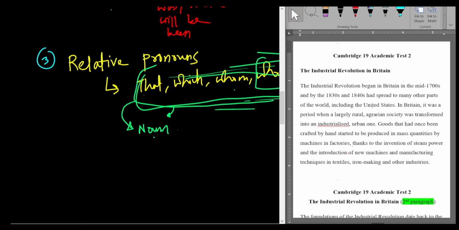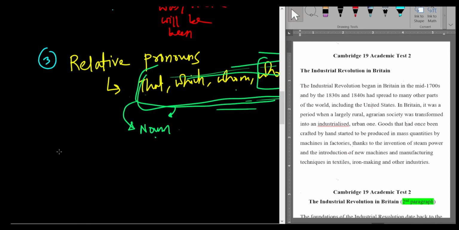Okay, so this is the one thing. And the fourth and final important shortcut, the thing we are going to avoid, is subordinating conjunction.